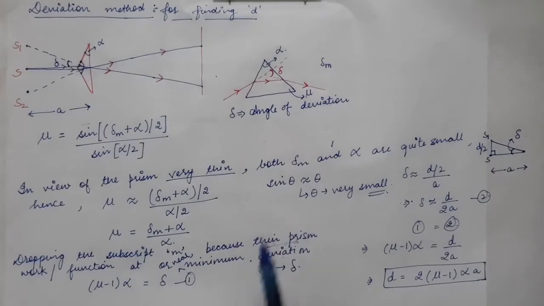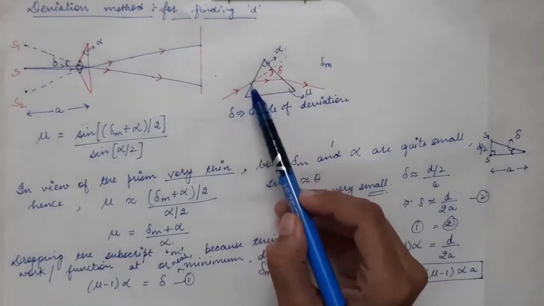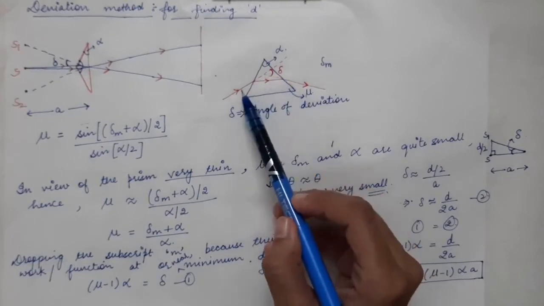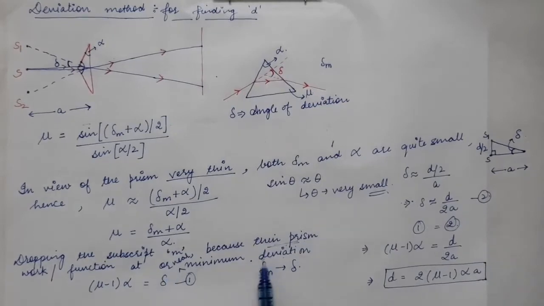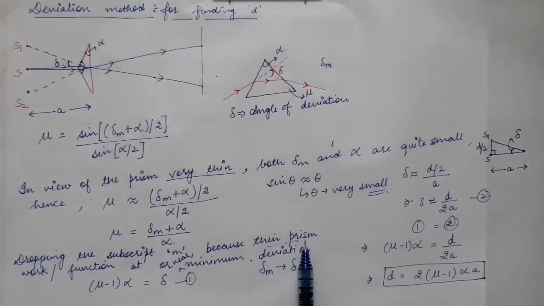The angle of deviation varies with the incident angle. This concept we have done in our +2 class. But in the case of a very thin prism, all the angles of deviation can be approximated to delta m, because delta m is already very small and the angle of deviation delta will also be very small for the thin prism.